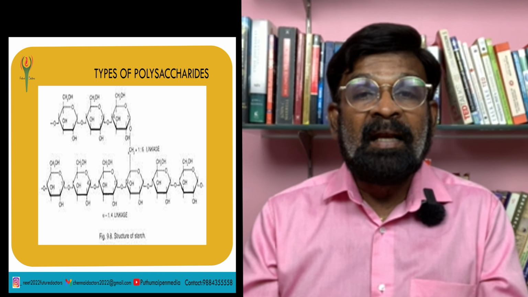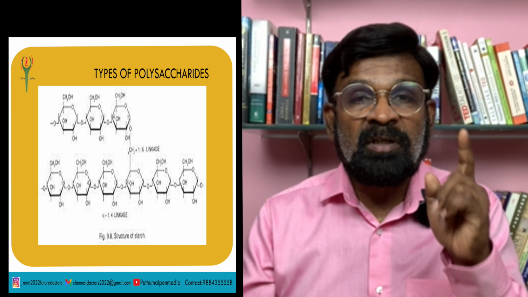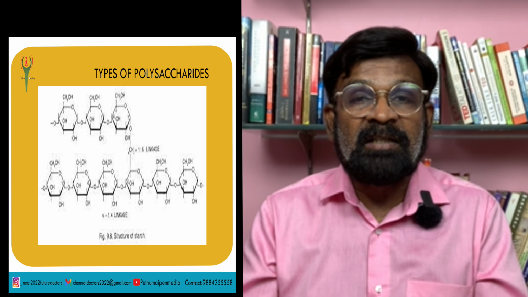Next is starch, a storage polysaccharide because it helps in storing energy in plant tissue. Chemically, starch is formed of two glucose polymers, amylose and amylopectin, which form helical secondary structures. Glycogen is also a storage polysaccharide found in animals only. It is also known as animal starch.